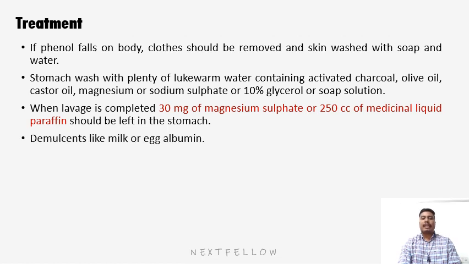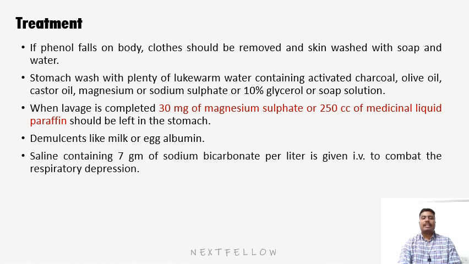Demulcents like egg albumin or milk can be used. Saline containing 7 gram of sodium bicarbonate per liter is given intravenously to combat the respiratory depression. And hemodialysis is done if there is renal failure.